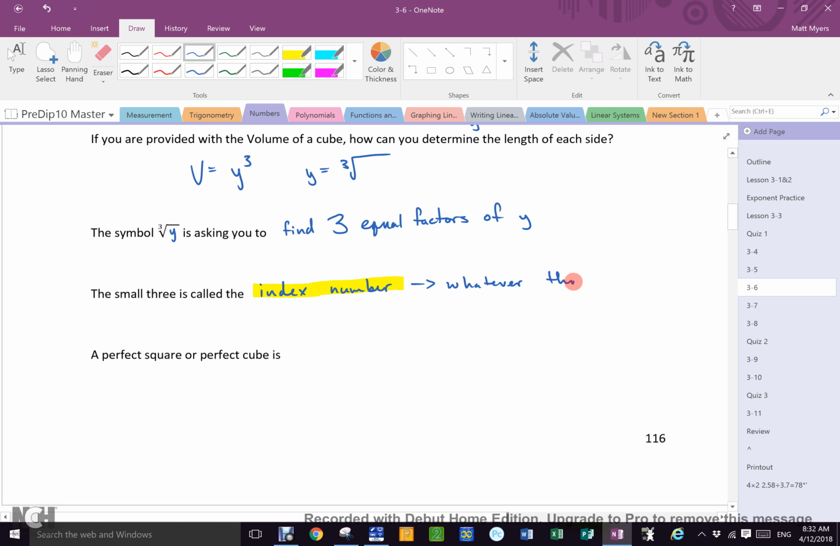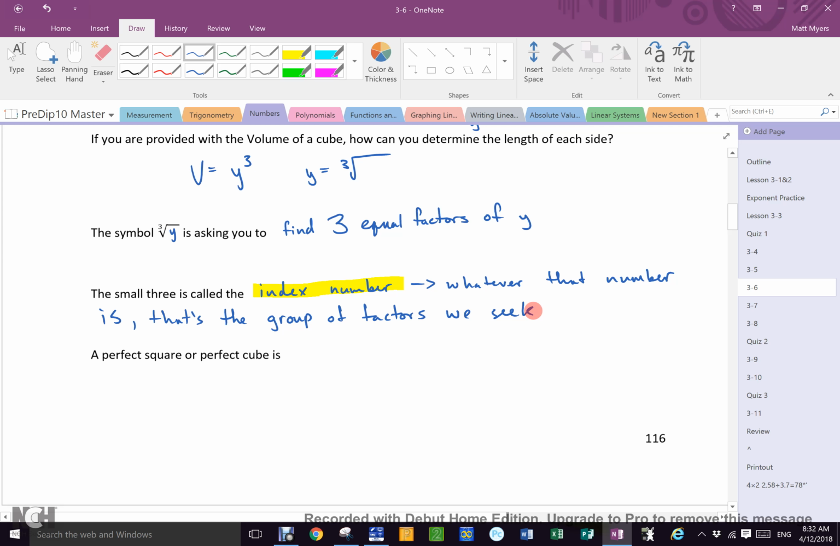Whatever that number is, that's the group of factors we seek. So, anytime you see a number, that means you're looking for that many factors.